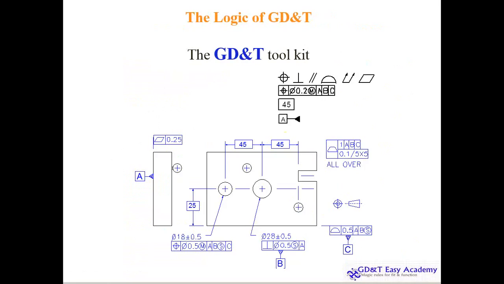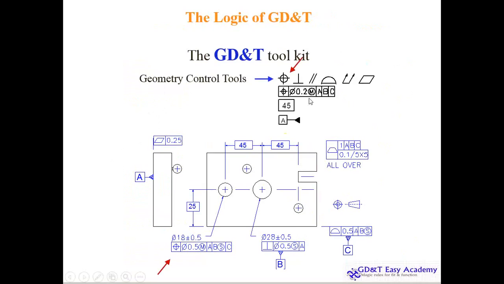The logic of GD&T here you will find through geometry control tools for positioning, perpendicular, parallel, profile, runout, and flatness, and different other tools also you have. And you can see this is applied here over the drawing. That means this hole is positioned and the tolerance here is 0.5, not this tolerance, which is 18 plus minus 0.5. This is the dimension tolerance, and here this is the geometric tolerance. So both are different. So geometric dimensioning and tolerancing and only dimension tolerance, both are quite different. So this is GD&T, and this is only the normal ordinary dimension with tolerance.